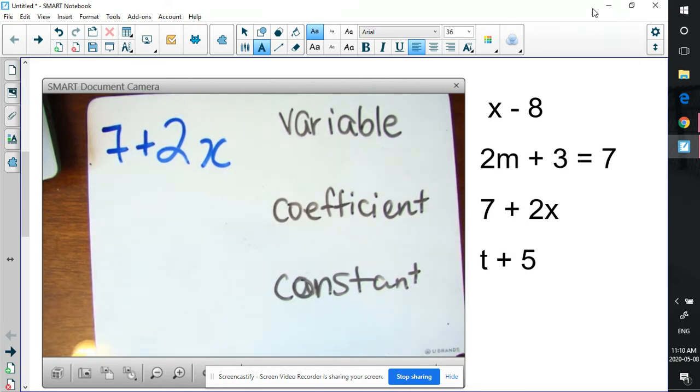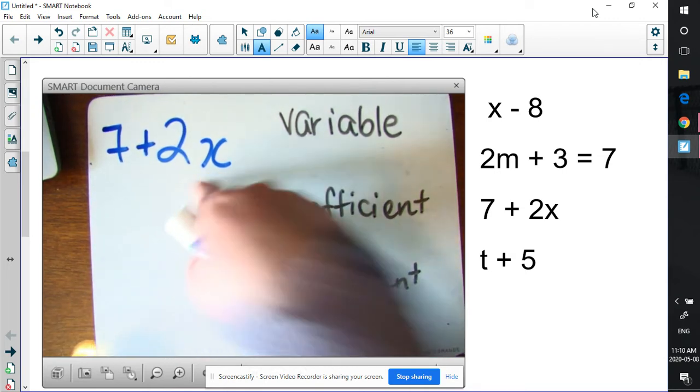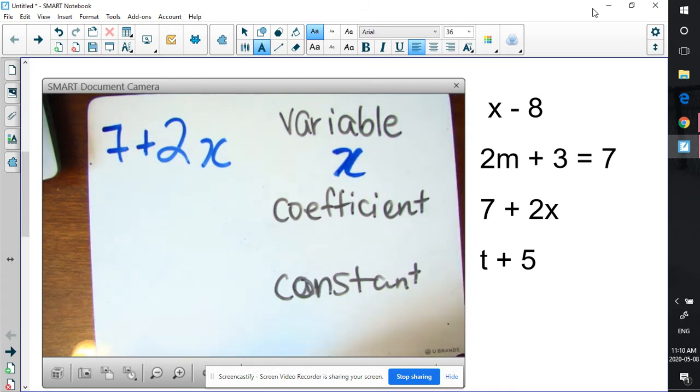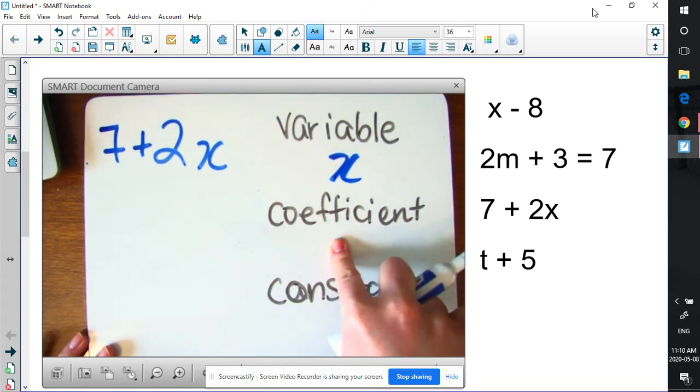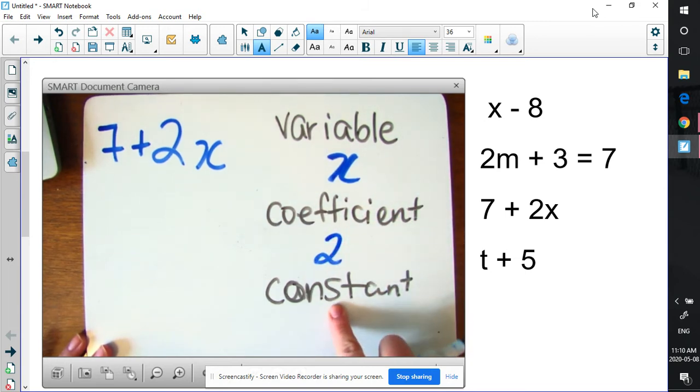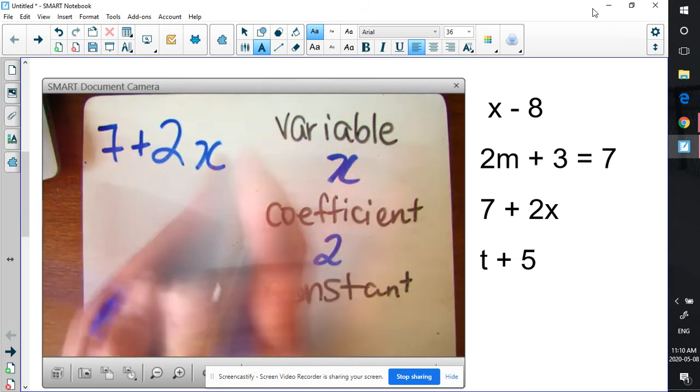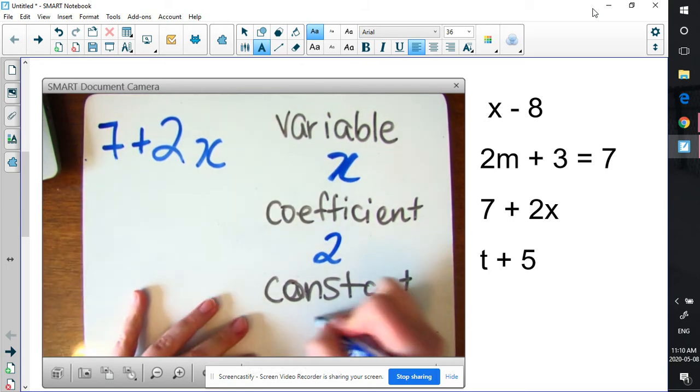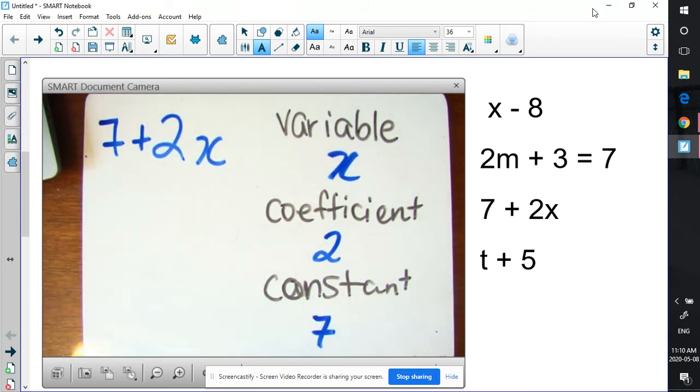So remember, the variable is the letter. So in this case, it's x. The coefficient is the number directly in front of the letter, 2. The constant is a number that's not stuck to a variable, and it's positive, so I write 7. Last one.